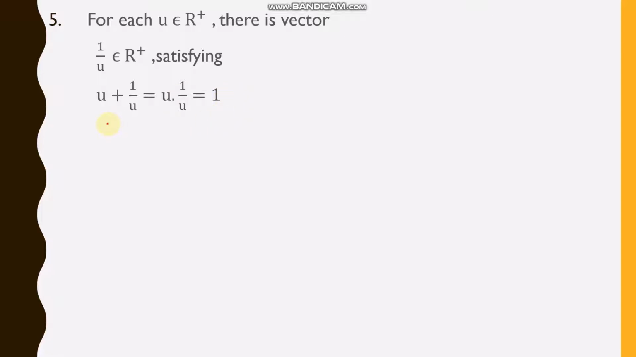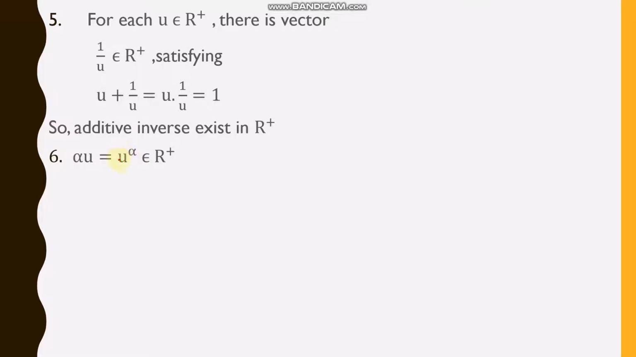So inverse of all the vectors also exist in R plus according to this operation. So all the 5 properties of addition are being satisfied. Now we'll check for scalar multiplication. So if you do this operation alpha times u, what is this doing? It's taking the power alpha for this vector. It becomes u to the power alpha.